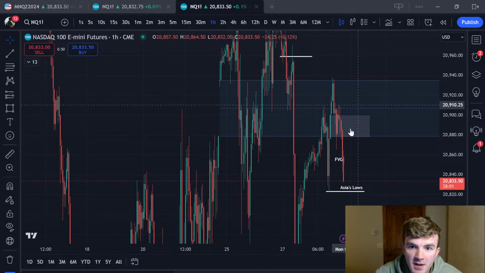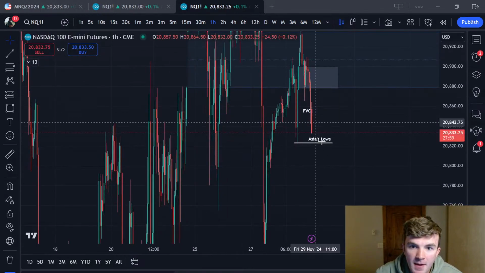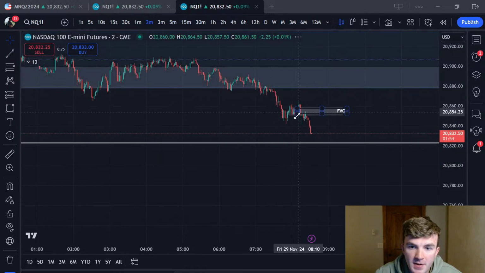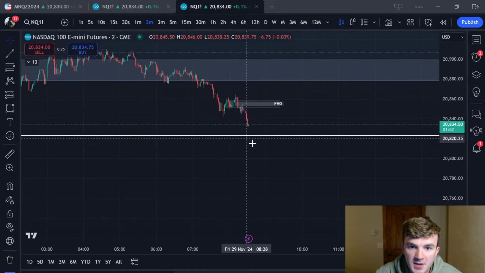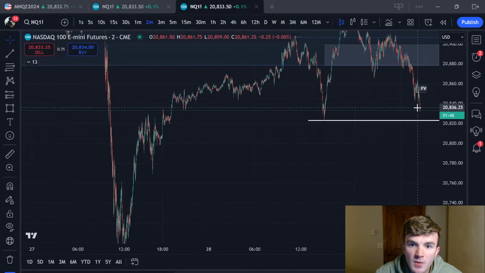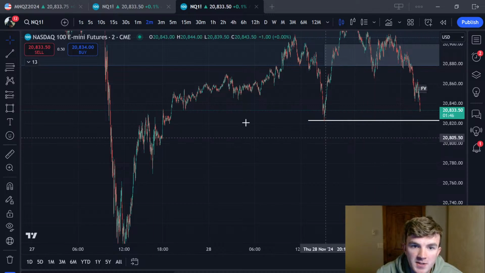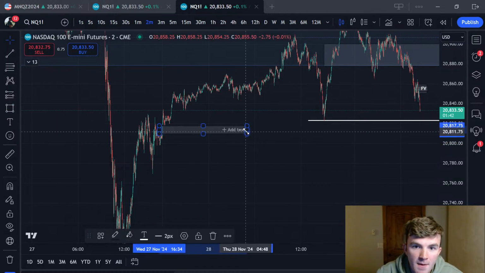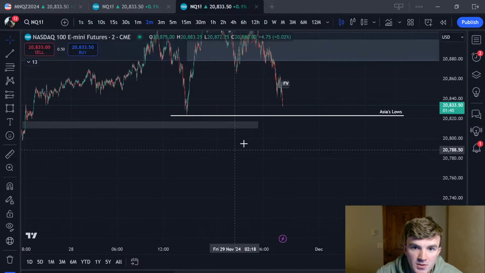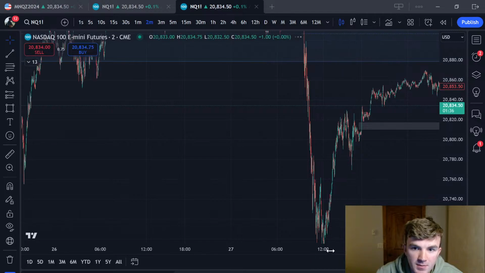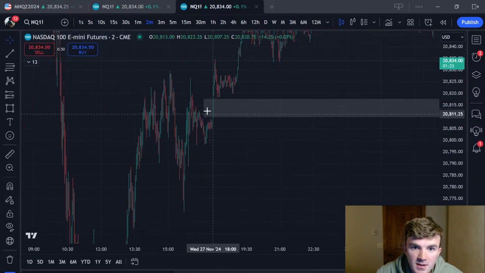So we reacted off this new day opening gap, and then we got this breaker and this fair value gap overlapping with each other. We got a pop in there. So what we might want to look for is possibly when we get a reaction off of this fair value gap after sweeping Asia's lows, we might get some kind of a reversal. You can see this is a pretty nice imbalance here.